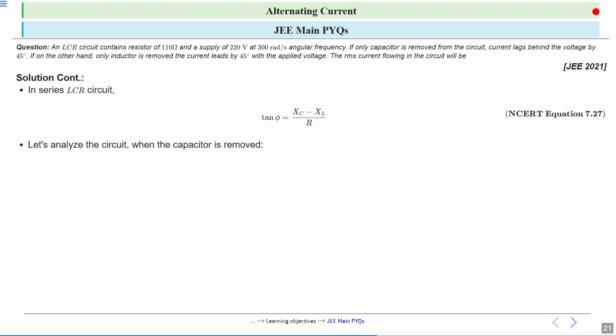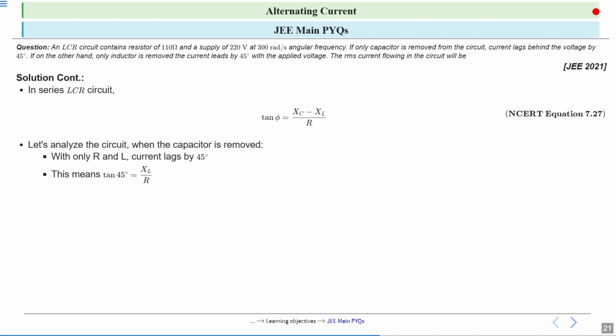If XC becomes 0, the capacitor is removed, so only R and L are there in the circuit now. So the current lags by 45 degree, that means phi is 45 degree. If we are considering minus on the right hand side, XC becomes equal to 0 and minus XL upon R. So for tan 45 degree, 45 will also be taken as negative, because in the case of an RL circuit the phase difference is negative.